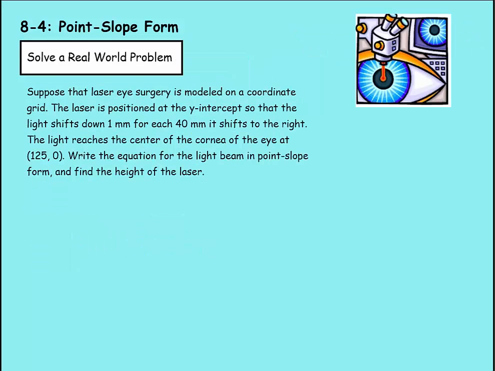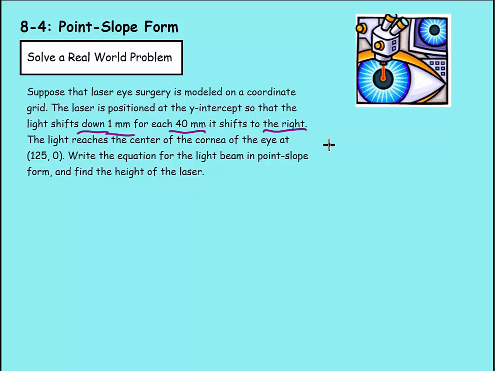Now we can solve a real-world problem. It says, suppose that laser eye surgery is modeled on a coordinate grid. The laser is positioned at the y-intercept so that the light shifts down 1 millimeter for each 40 millimeters it shifts to the right. The light reaches the center of the cornea at the eye at 125 and 0.